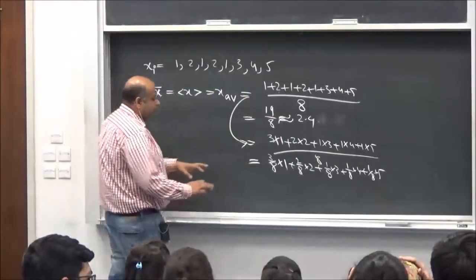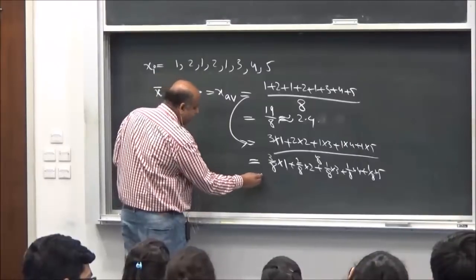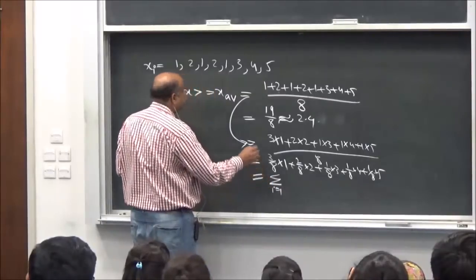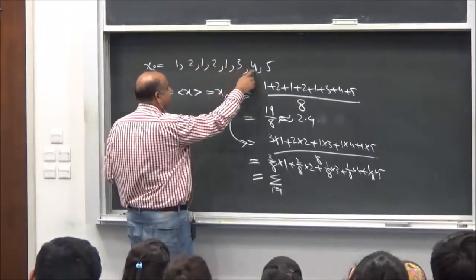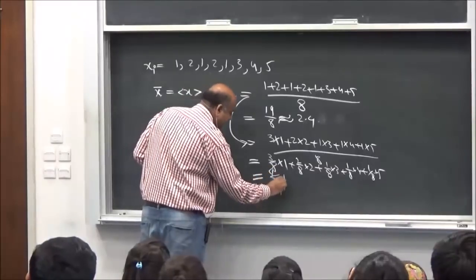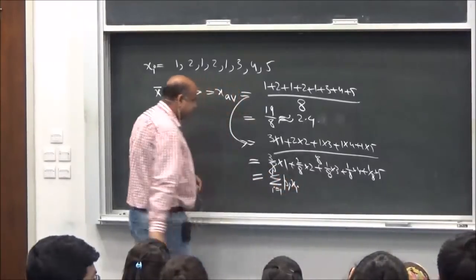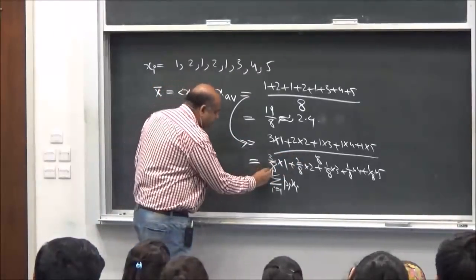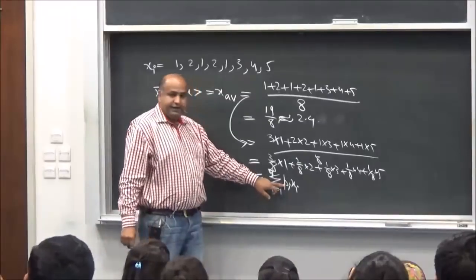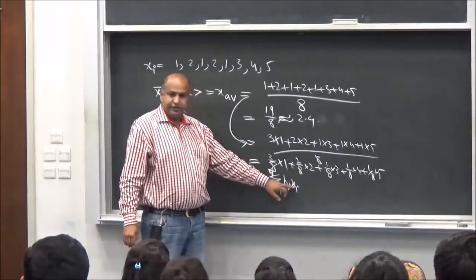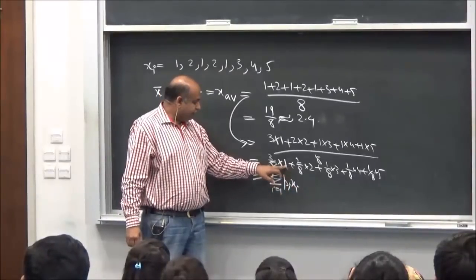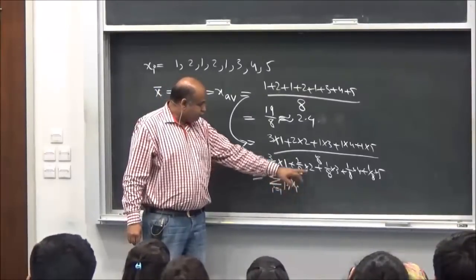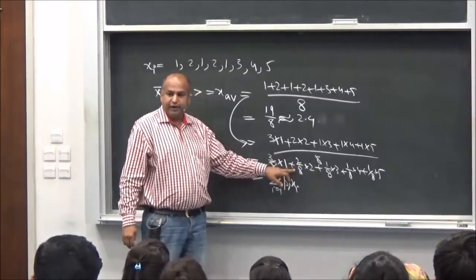So you can do it like this, but symbolically I can write it like this. i goes from 1 to 5 of p_i x_i. So p_i is the probability of finding the ith number. x1 is 1 and the probability of x1 is 3 by 8, plus x2 is 2 and its probability p2 is 2 by 8.